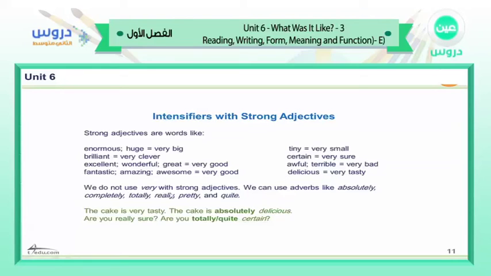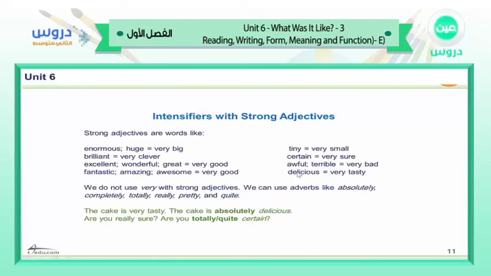We do not use "very" with strong adjectives. We don't use "very" with enormous, huge, brilliant, excellent, fantastic, tiny, certain, awful, terrible, delicious. But we use it with regular adjectives. Very big, very clear, very good, it is okay. But with those, we don't use it. We can use adverbs like absolutely, completely, totally, really, pretty, and quite before these words.